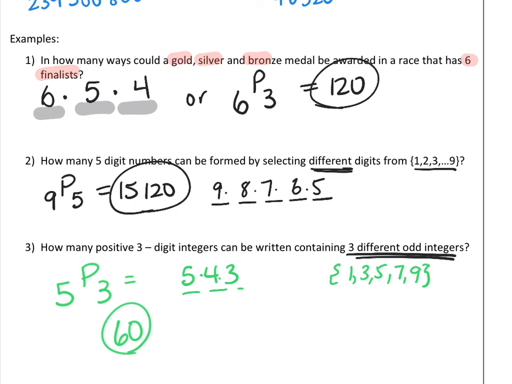Okay, so I want you to go ahead and practice some of these questions now. We've got practice with the factorial, practice with the notation, and a few word problems for you to practice.